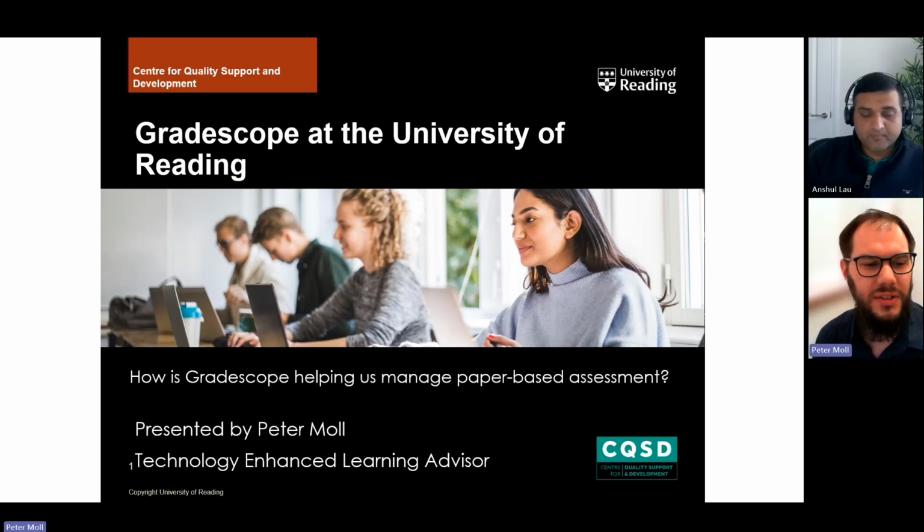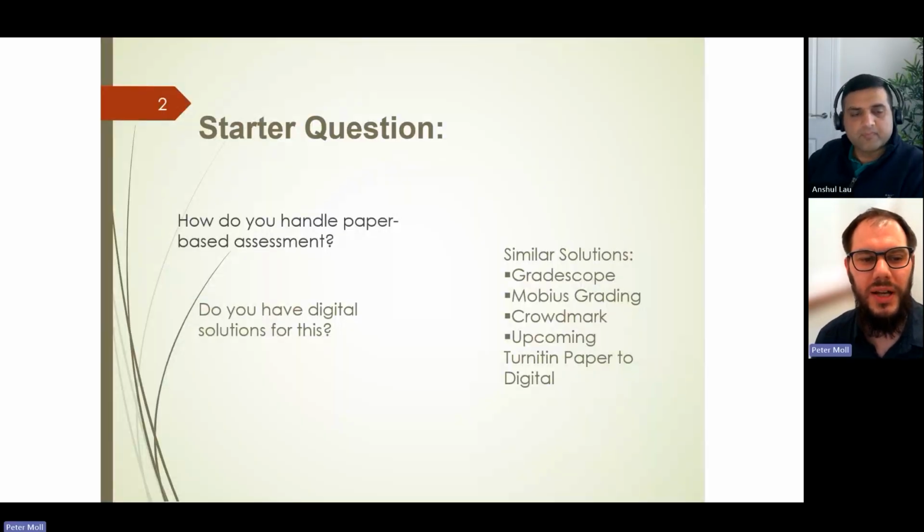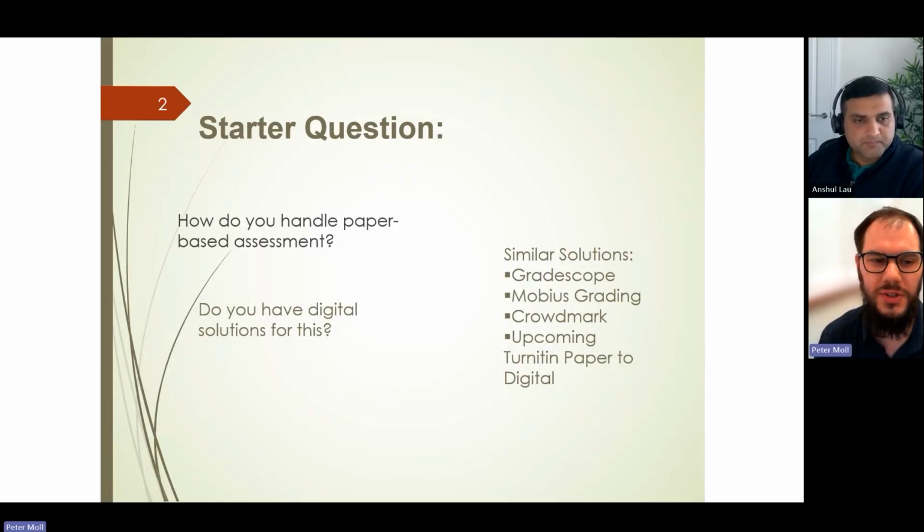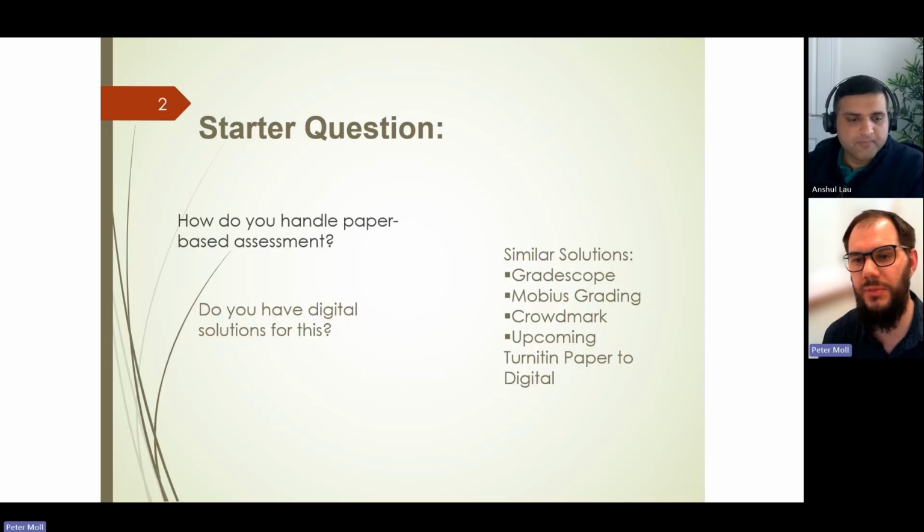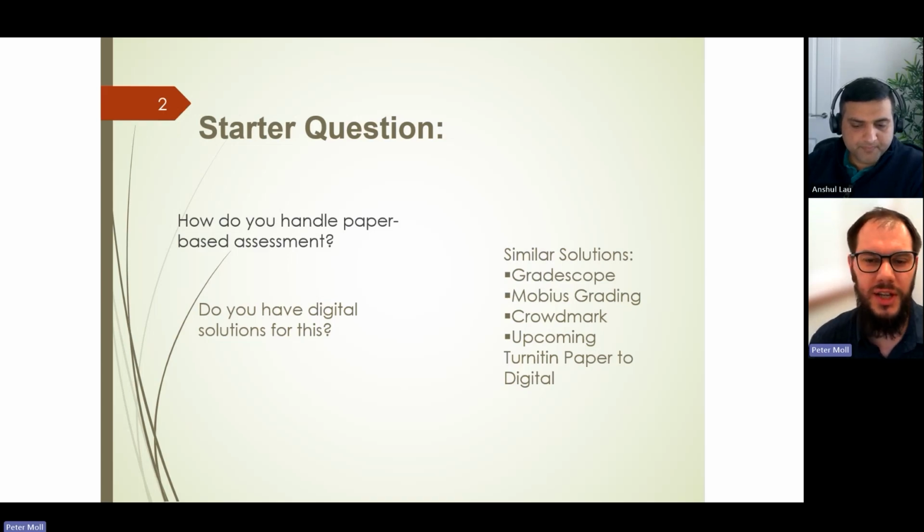My presentation's subheading is, how is Gradescope helping us manage paper-based assessment? So first of all, thinking about yourself, maybe your position, maybe your institution, how do you handle paper-based assessment? Do you have digital solutions for this? Similar solutions to Gradescope are Mobius grading, Crowdmark, and Turnitin's bringing their own paper-to-digital tool, and I'll briefly mention that in a minute.